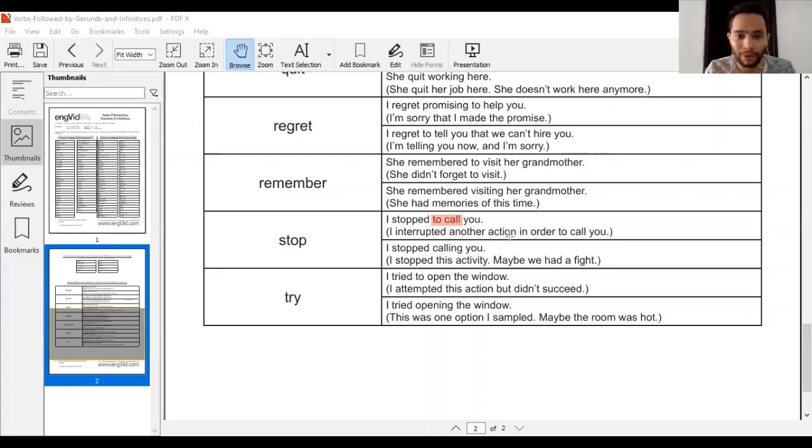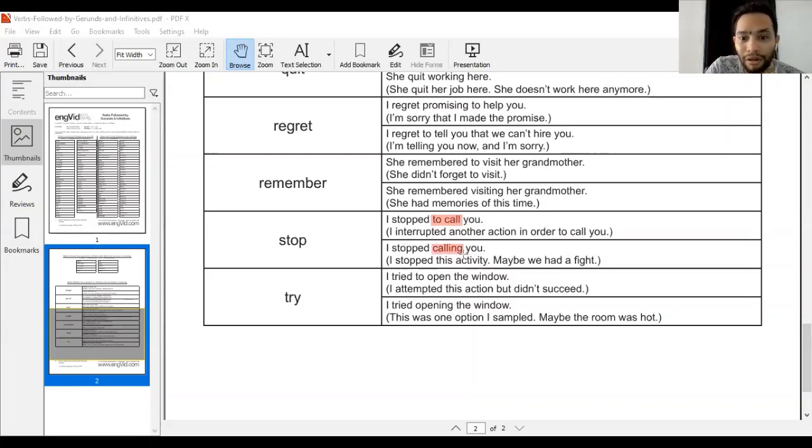So, imagínense que de pronto, en este caso, I stopped to call you. Yo iba caminando, right? Iba caminando por la calle y de repente recordé que tenía que llamarte. Entonces, yo dejé de caminar, saqué mi teléfono, te marqué y te llamé. Dejé de hacer la acción de caminar para empezar una acción diferente. En este caso, la acción de llamar. All right? Now, we have the following example then.